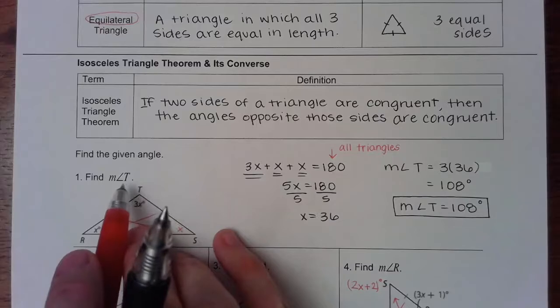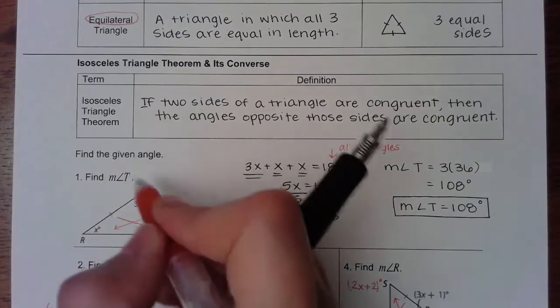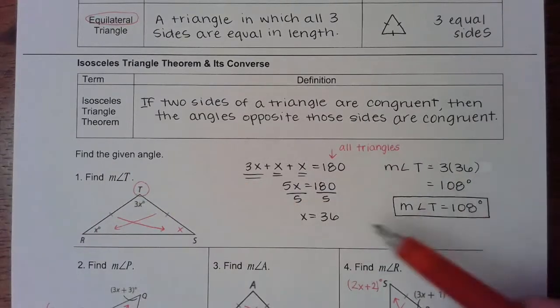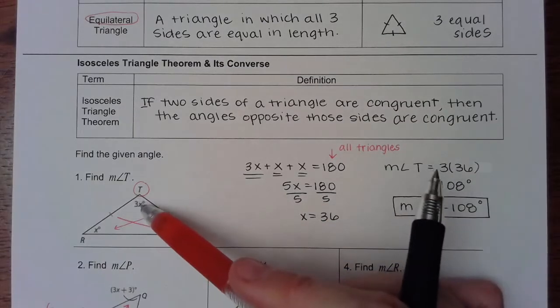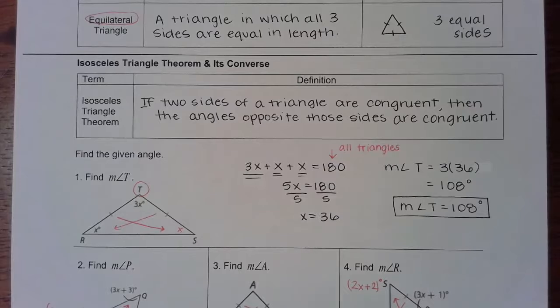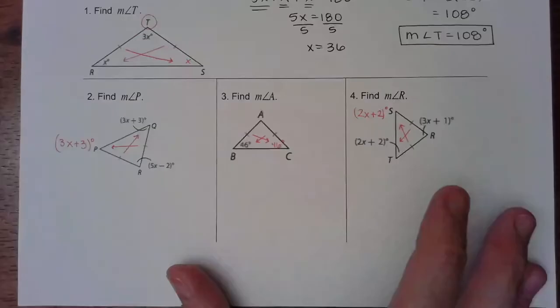Now on this one, they want me to figure out how big angle t is. So angle t is this one up here on the top. So to get my answer to the question, I'm going to plug in the number I got for x in for the x right here, and so I'd get the measure of angle t is equal to 108 degrees.